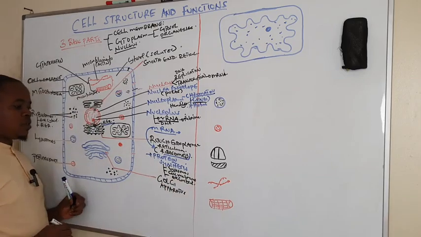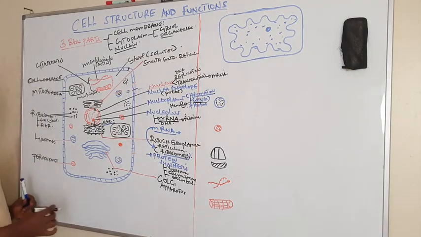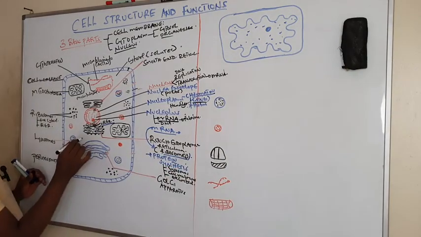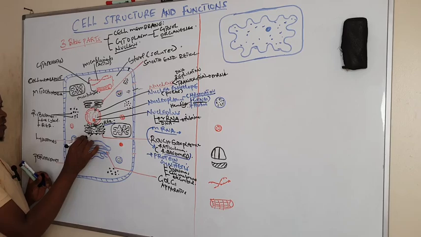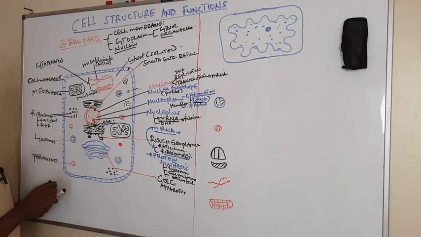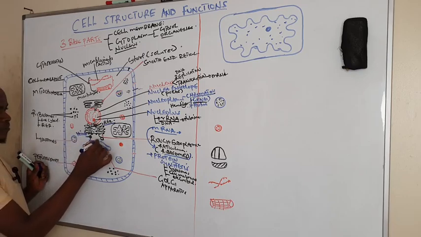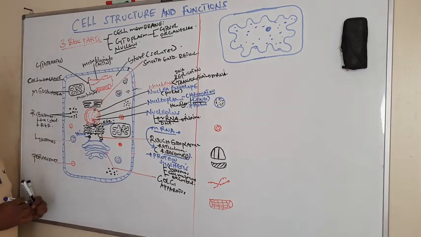So those are the proteins which are formed from the rough endoplasmic reticulum. After forming these proteins, they bud off from the rough endoplasmic reticulum in the form of a vesicle. The vesicles which bud off from the rough endoplasmic reticulum are going to be received by the Golgi apparatus or the Golgi complex.